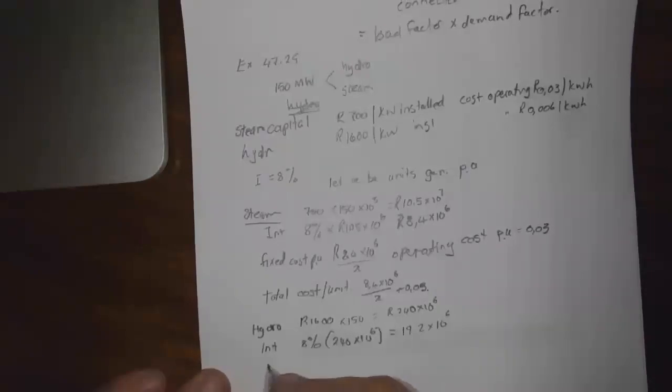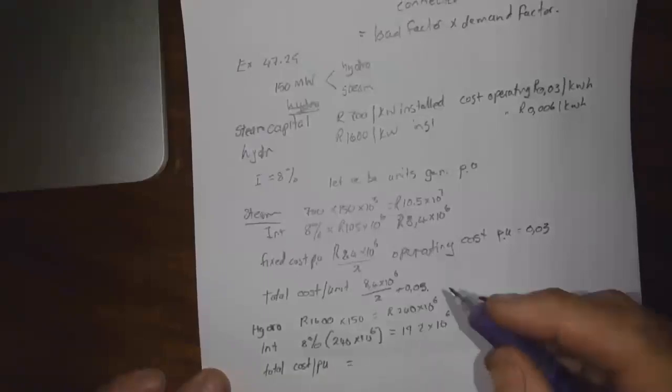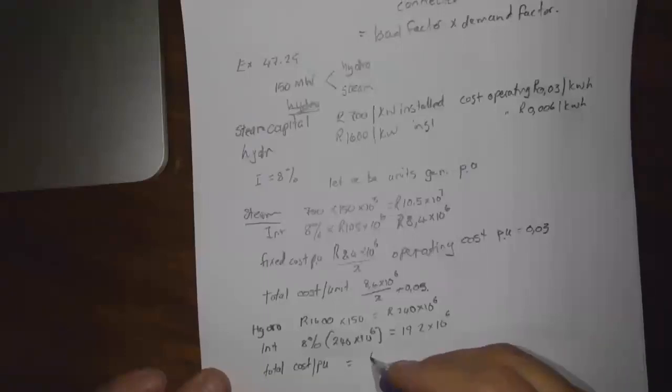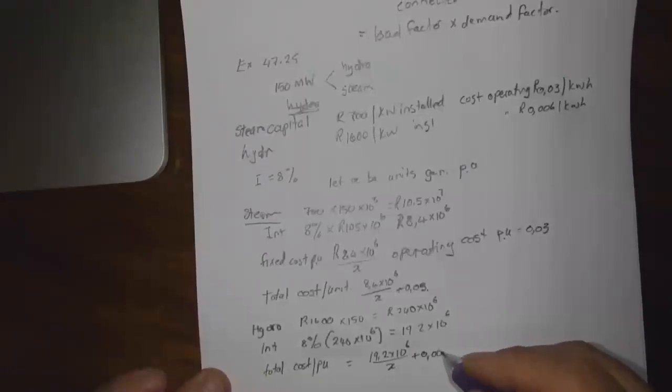And then the total cost per unit will be 19.2 times 10 to the power of 6 divided by x plus 0.006.